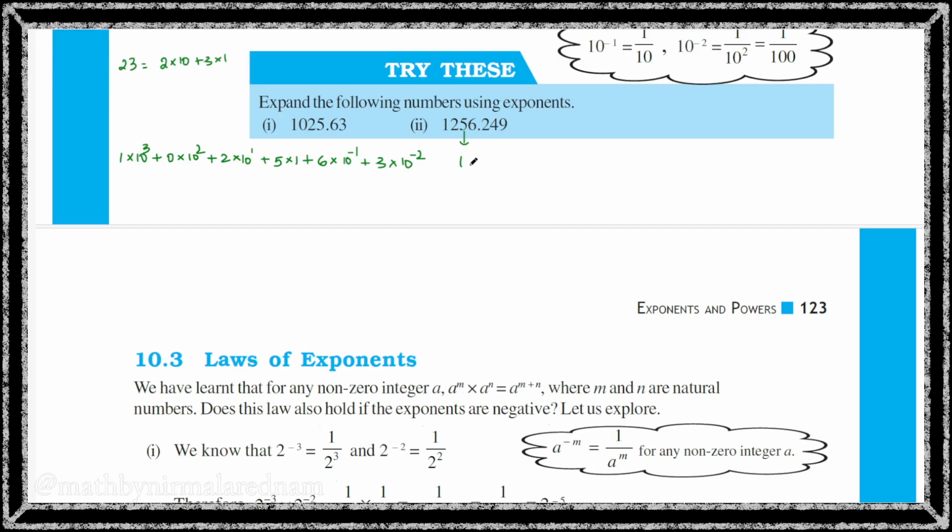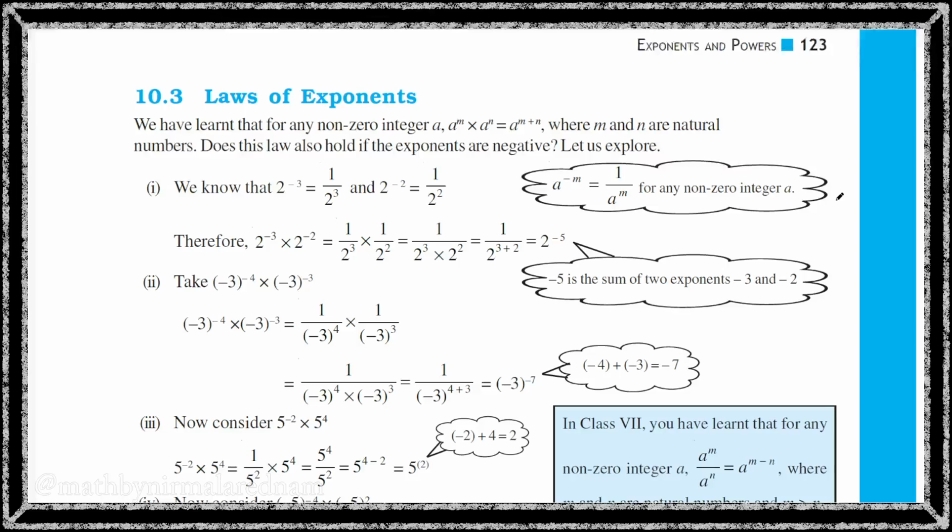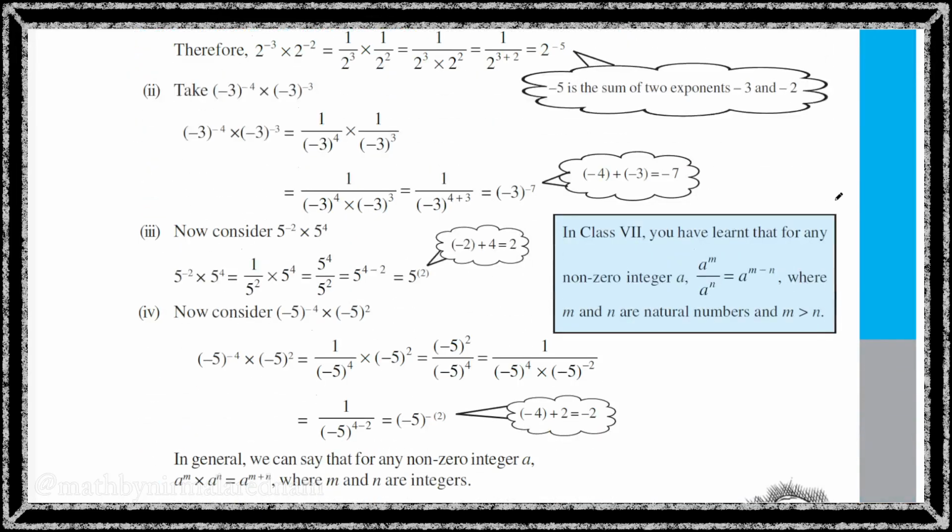Let us look at this one. 1 into 10 cube plus 2 into 10 square plus 5 into 10 plus 6 into 10 power 0, or 1 you can write, plus 2 into 10 power minus 1 plus 4 into 10 power minus 2 plus 9 into 10 power minus 3. That is your expansion, right? Next is the laws of exponents. We've already discussed this.